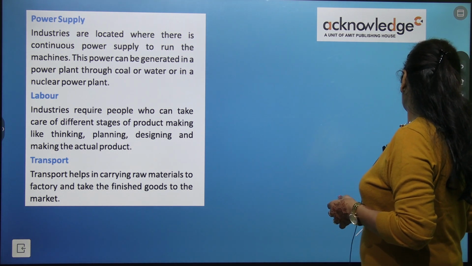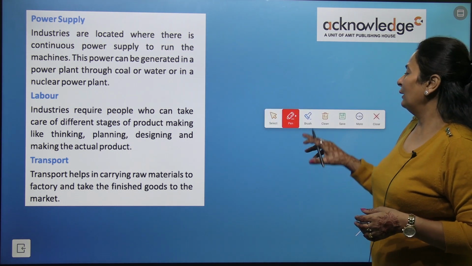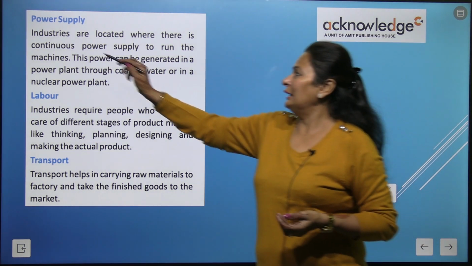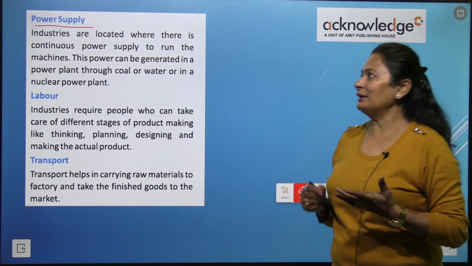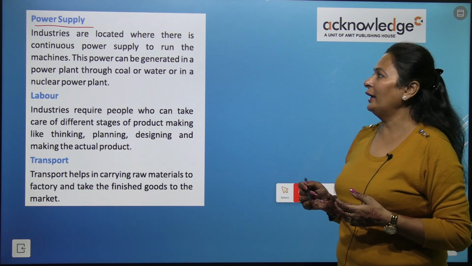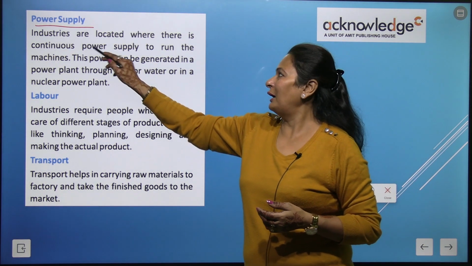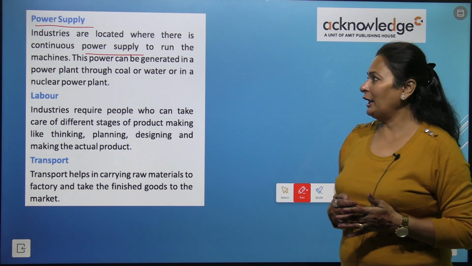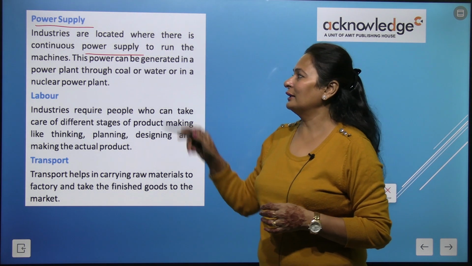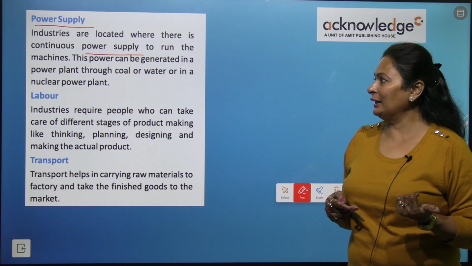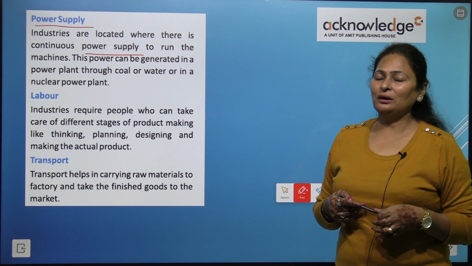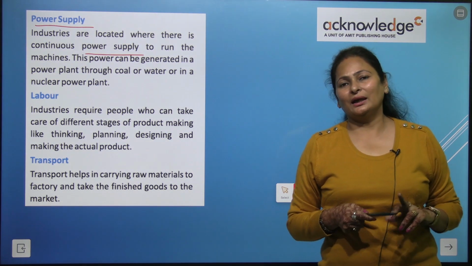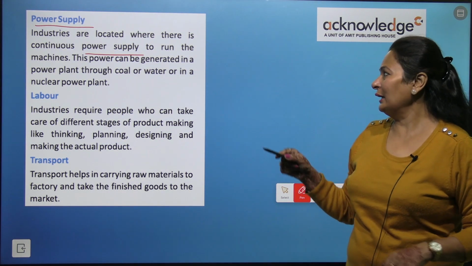Next is power supply. How does the machine work? Machines work on electricity, right? So industries are located where there is a continuous power supply to run the machines. This power can be generated in power plants through coal or water. I told you about hydroelectricity and thermal electricity, right?